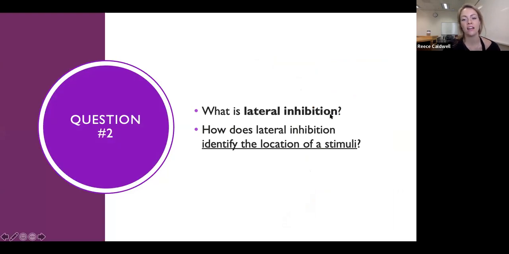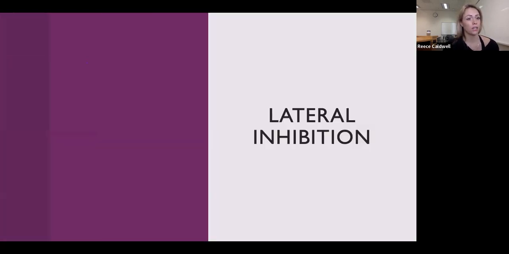So what is lateral inhibition and how do we use it to identify location of a stimuli? Whenever you see lateral inhibition and location, I want you to match this up with touch or the somatosensory system. Lateral inhibition and identifying location, what we are doing is increasing the precise contrast of where we are being touched. So first I'm going to give us a definition and then I'm going to give you an example.